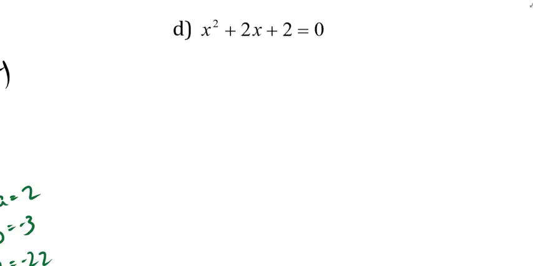All right, let's do this one. Obviously, this one's factorable, right? Two numbers that add to 2 and multiply to 2, 1 and 1. Am I right? Doesn't that work? What? Does that not work? Two numbers that add to 2 and multiply to 2, 1 and 1?